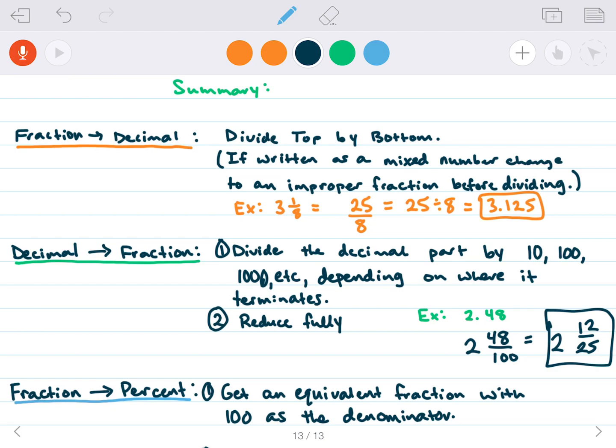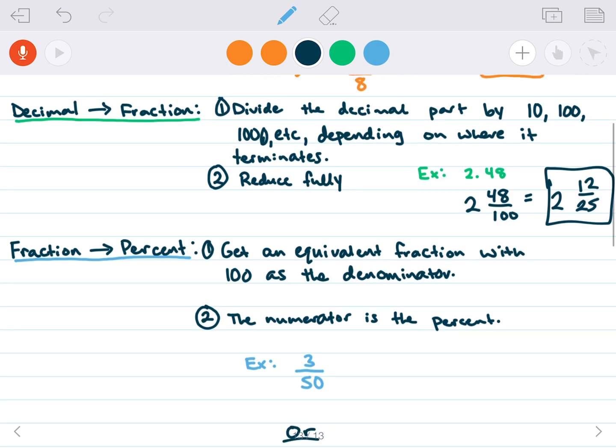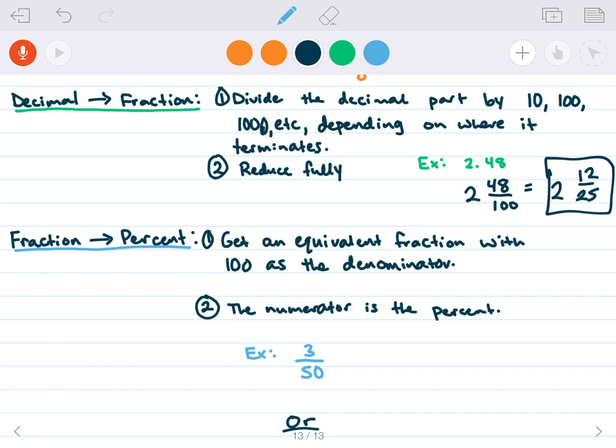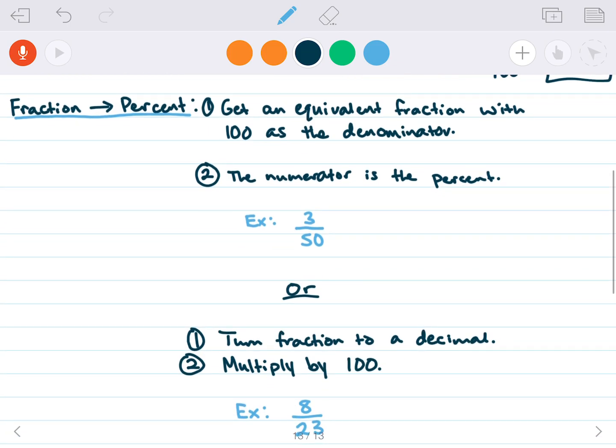Okay, let's go ahead and do the last one. From fraction to percent, we want to get an equivalent fraction with 100 as the denominator, and then the numerator is the percent. That's the first way we learned how to do this. So for example, if we have 3 out of 50, we want to see what this number is per 100. So we put 100 on the denominator and we say, okay, I have to multiply 50 by 2 to get 100 on the bottom. So I do the same thing on the top. 3 times 2 is 6, and therefore 3 out of 50 is 6%. That's the numerator right here. So that was the first way we did it.